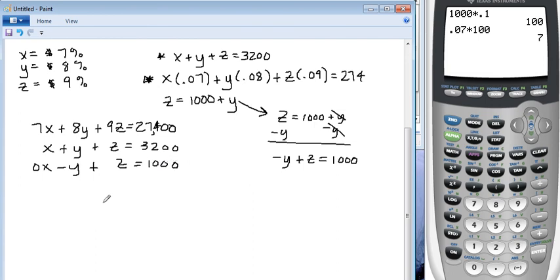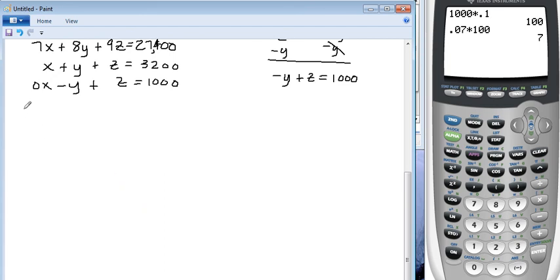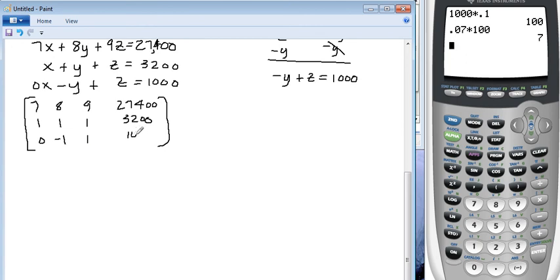There's my matrix form, right? I can slap this into a matrix form now very easily because I've got them all stacked. I've got numbers in front of all of my letters. Nice and neat. Okay, so here we go. Let's translate. This is 7, 8, 9, and 27,400. This is 1, 1, 1, 3,200. This is 0, minus 1, 1, and 1,000.